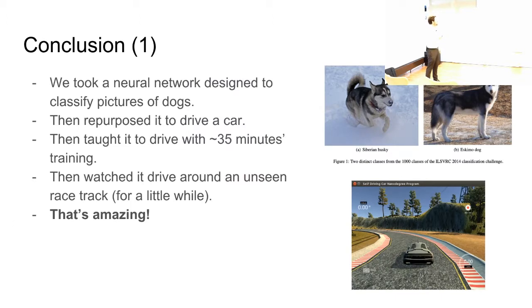So what have we done in this talk? We showed how to take a neural network that was designed to classify pictures of dogs. We repurposed it to drive a car. We taught that car to drive in about 35 minutes of training data. That's a lot faster than I learned how to drive. And we managed to get it to drive for a little while on a completely unseen racetrack. So I think that's pretty amazing.